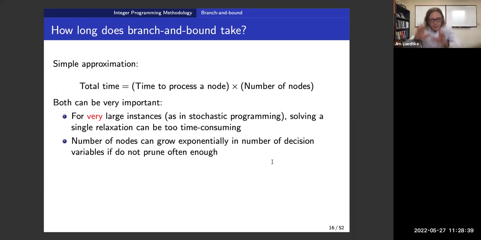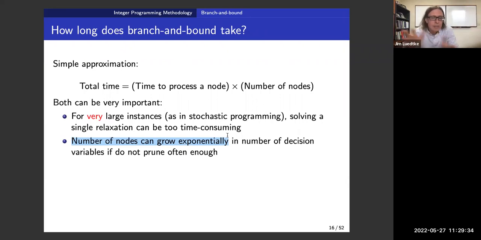By doing this recursive process, you end up exploring a number of branch and bound search nodes. The rough timing of this overall process is how long it takes to process a node, for example, to solve that LP relaxation, times the number of nodes you end up having to explore. So these two factors come in, and both can be very important, right? For very, very large problems, like in stochastic programming, where you have a large number of scenarios, even just solving a single relaxation by non-decomposition approaches might be too time consuming. And so you have to take care of that with decomposition methods. On the other hand, if you don't have strong relaxations that allow you to prune nodes and ignore them from further consideration quickly, then the number of nodes you process could grow exponentially in the size of the problem. And then all hope is lost, right?